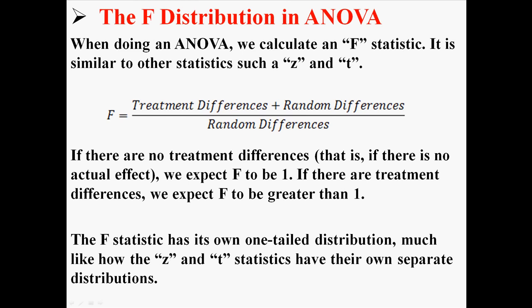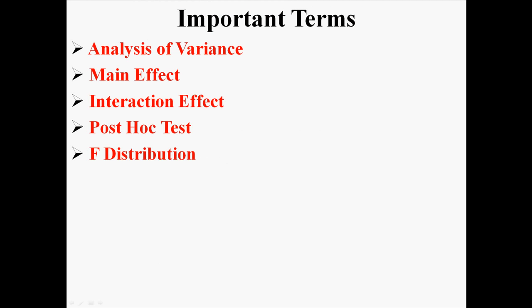The F statistic has its own one-tailed distribution, much like how the Z and the T statistics have their own separate distributions. So the F distribution is always one-tailed, and our F is always going to be positive. If you get a negative F, that means you made some kind of mistake. And that's it. There's no math here. That's just the basic introduction to what ANOVA is and how we're going to be using it in the future.